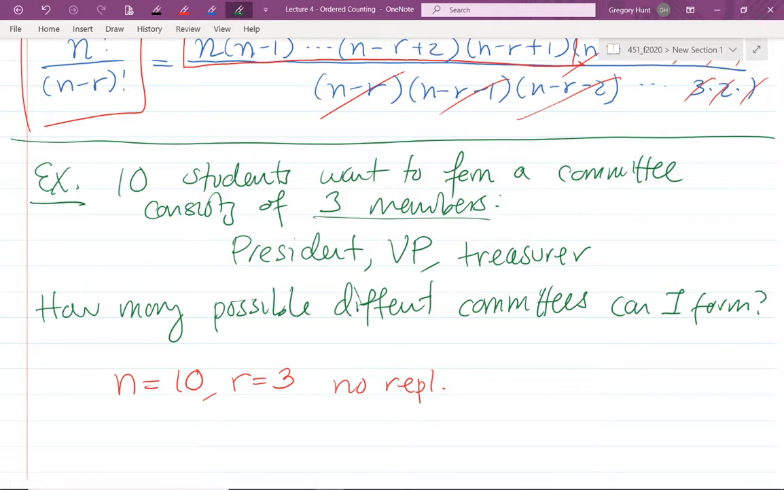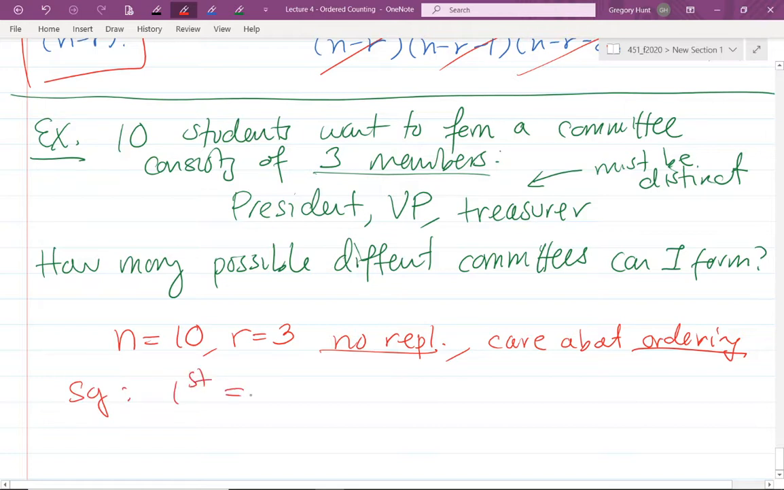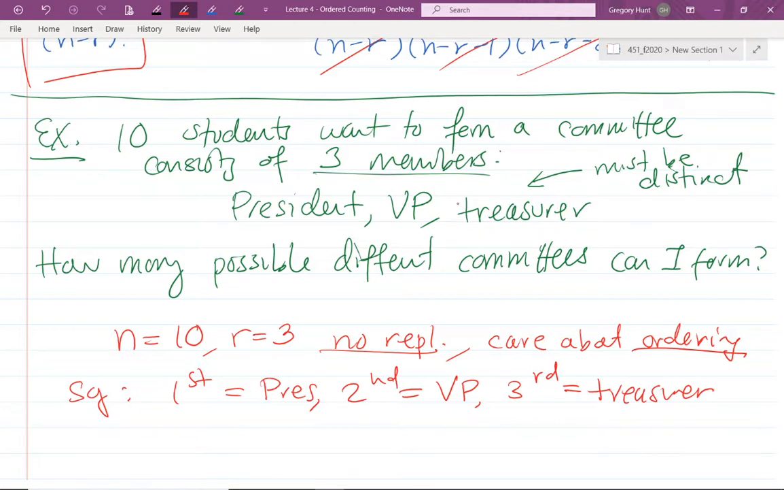I could even write in this problem that these guys must be distinct. So no replacement, and I care about the ordering. Why do I care about the ordering? What I'm going to say is that the first person I choose is the president, the second person I choose is the vice president, and the third person I choose is the treasurer, which is just a convenient way of assigning them. But the fundamental fact is I have an order to them. The president doesn't do the same thing as the vice president, who doesn't do the same thing as the treasurer. So the positions matter. And saying they must be distinct is basically saying that I cannot sample with replacement.